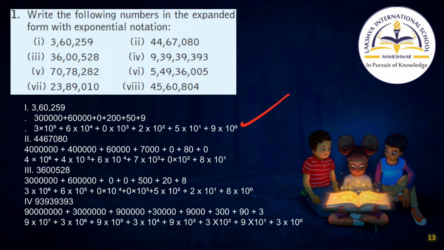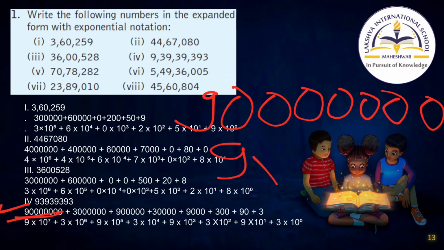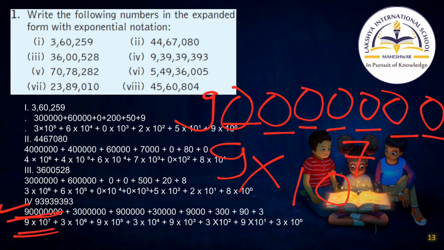Question number 4. First you have to write in expanded form. Okay. Now for this one 9, we will count the number of 0s. How many are there? 1, 2, 3, 4, 5, 6, 7. So 10 to the power 7.